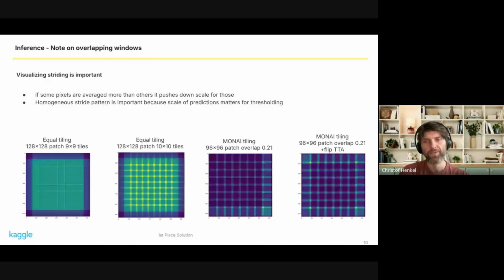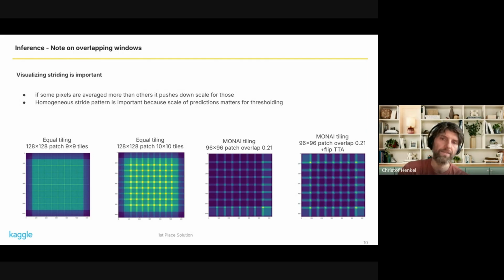And now coming back to the TTA we were discussing. If I was using the tiling which is built into Monai, where you specify a patch size and an overlap, and then it basically goes through your input image doing the patching, and whatever is left, it just shifts the last patch so it fits into your volume, it actually looks like this, which is quite inhomogeneous.